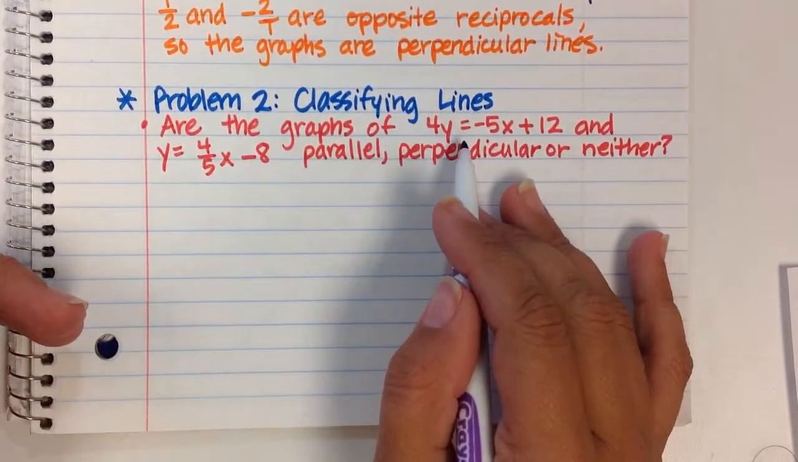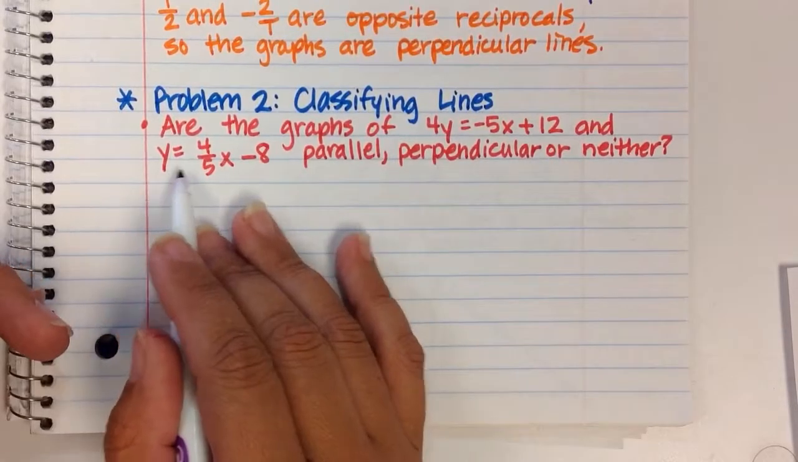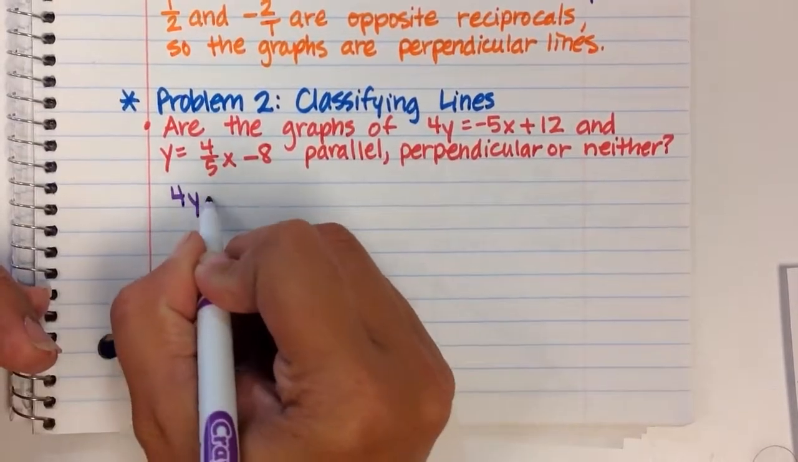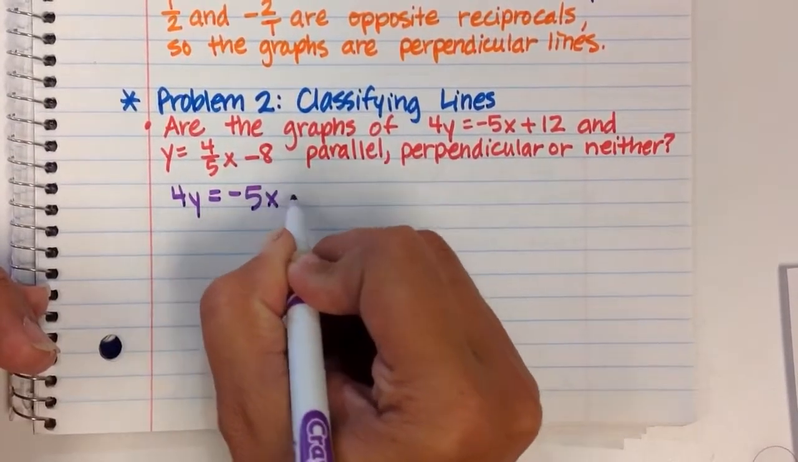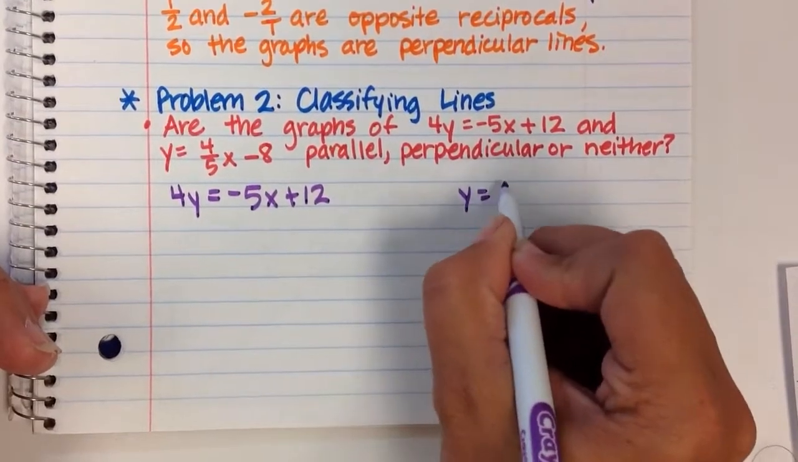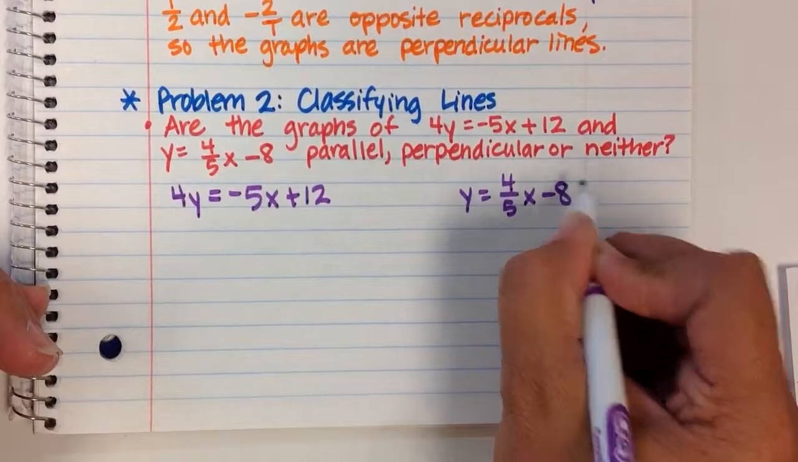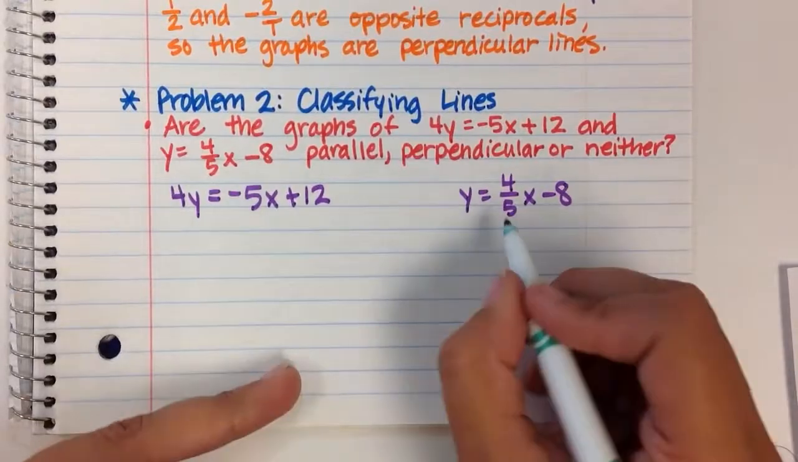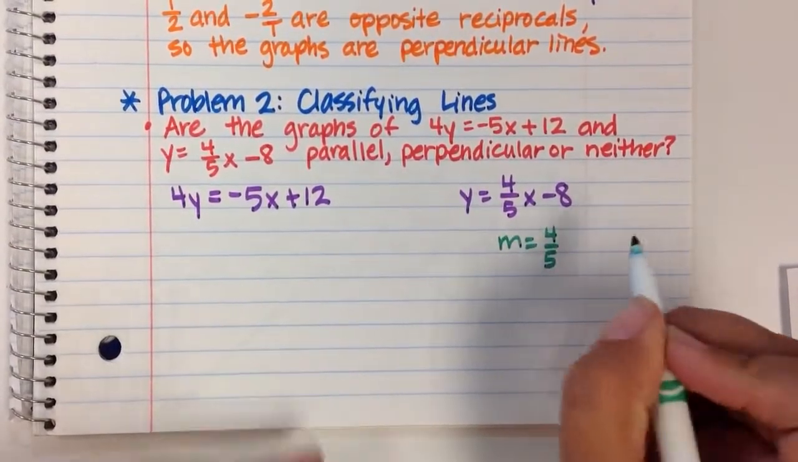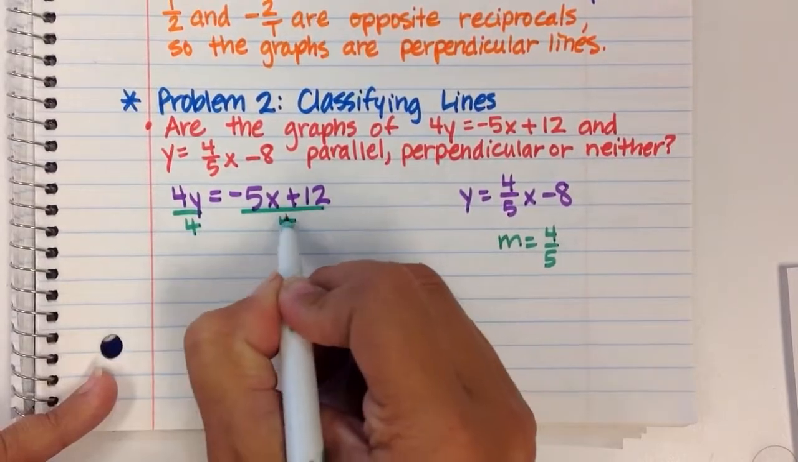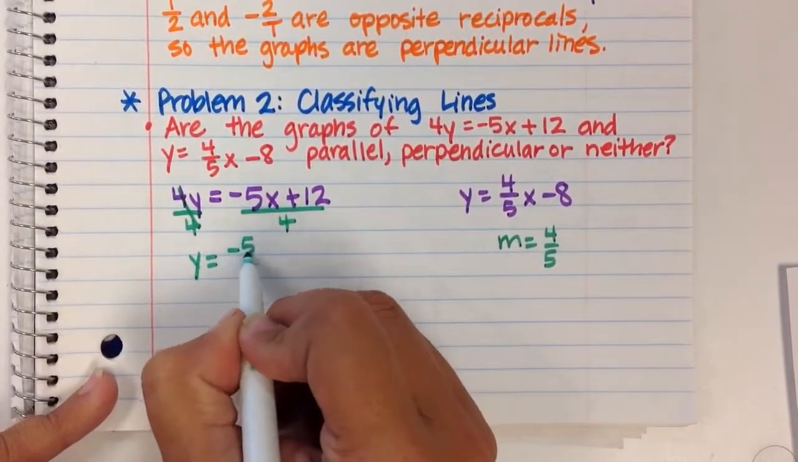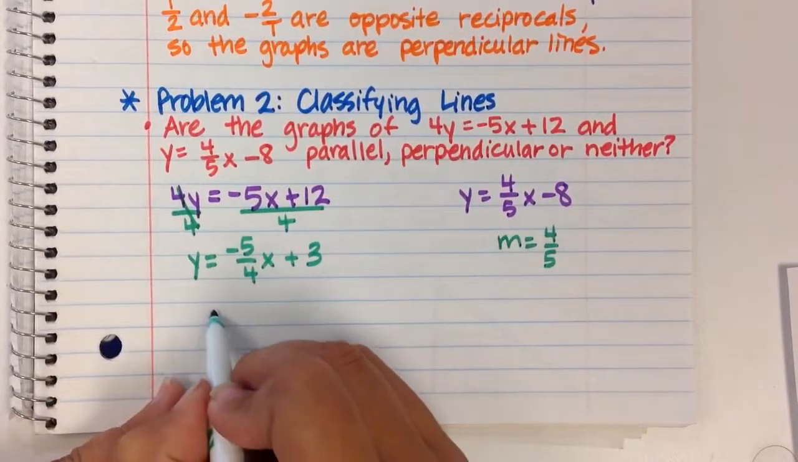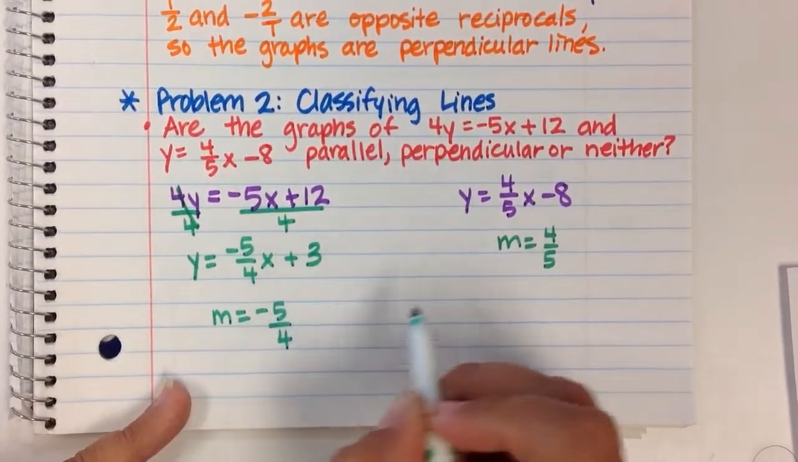Alright, are the graphs of 4y equals -5x plus 12 and y equals 4/5 x minus 8 parallel, perpendicular, or neither? Well, I've got to solve both of these for y so that I can know what their slopes are before I can determine if they're parallel, perpendicular, or neither. Alright, this one's already in slope-intercept form, so I know the slope of this one is 4/5. Alright, I'm going to divide by 4 over here, and I'm going to get y is equal to -5/4x plus 12 divided by 4 is 3. Alright, the slope here is -5/4.